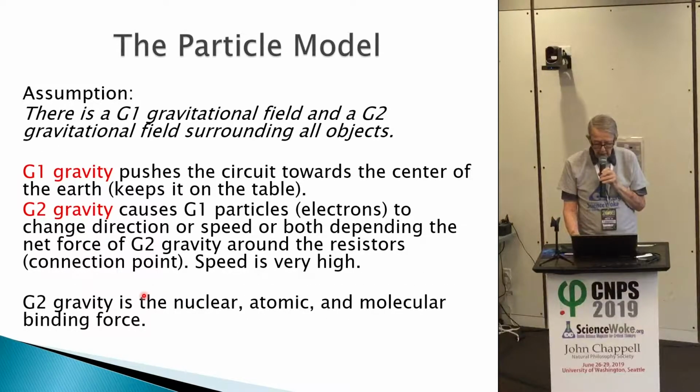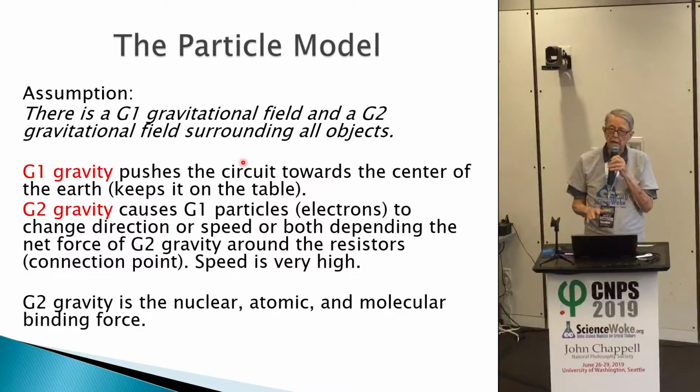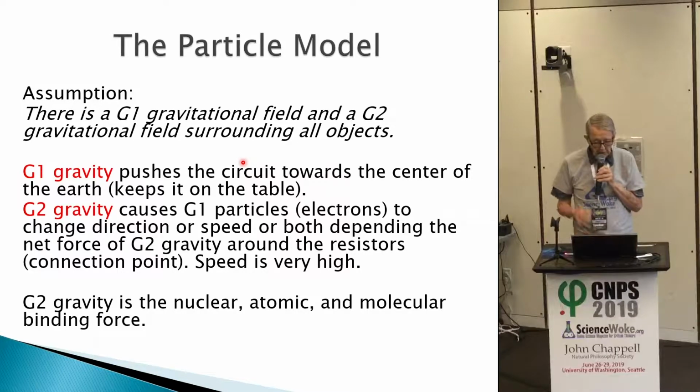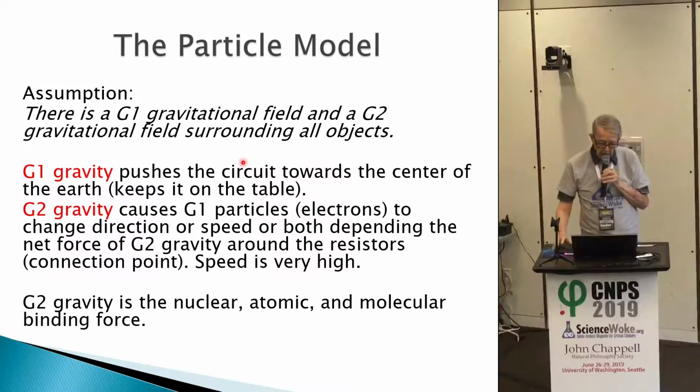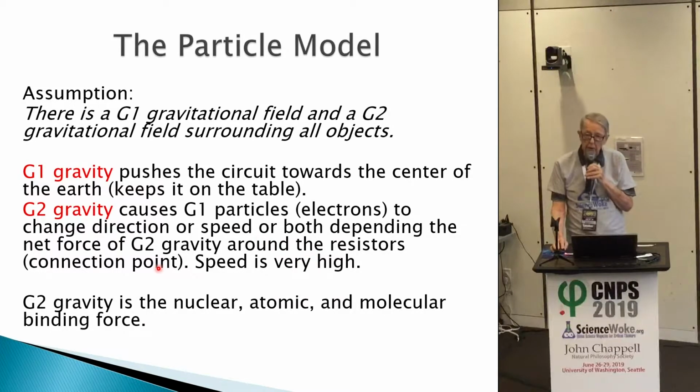Okay, now in the particle model, one of the assumptions is that there's a G2 gravitational field and a G1 gravitational field around all objects. G1 gravity pushes the circuit towards the center of the earth, and thankfully my circuit stayed on the table. G1 gravity is pushing it down. G2 gravity causes particles or electrons to change direction or change speed, or both, depending on the net force of the G2 gravity around the resistors and then around the particle itself.